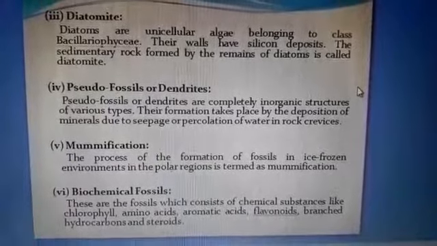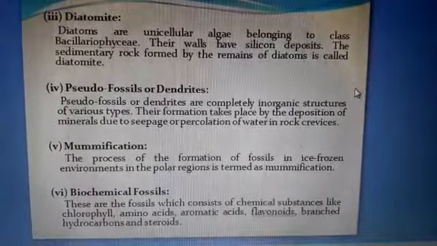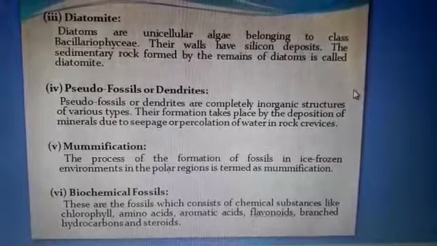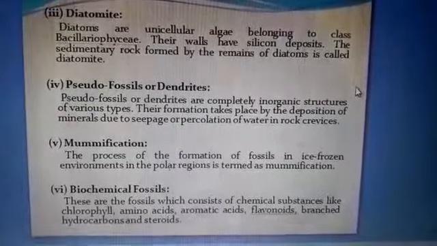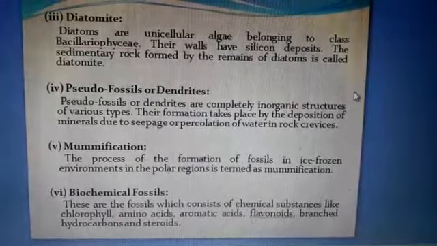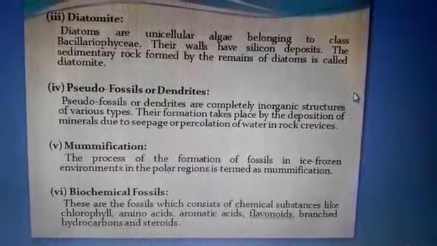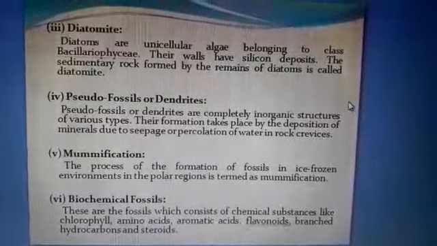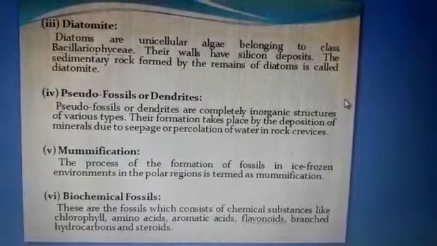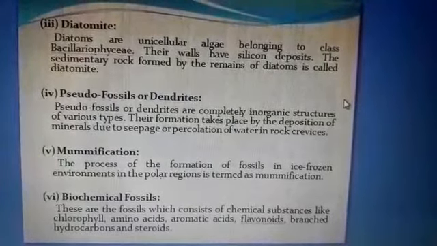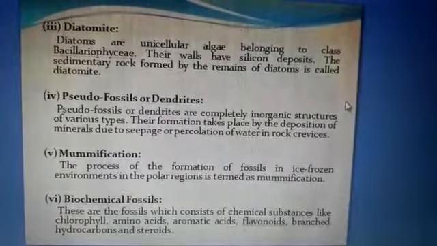The fourth type is pseudofossils or dendrites. Pseudofossils are completely inorganic structures of various types. Their formation takes place by the deposition of minerals due to seepage or percolation of water in rock crevices. The fifth type is mummification, the process of formation of fossils in an ice-frozen environment in the polar region.